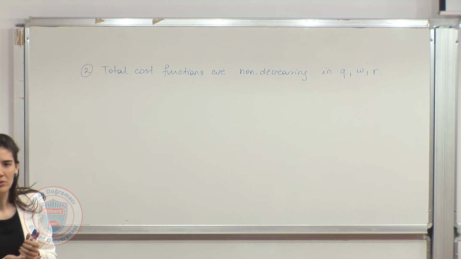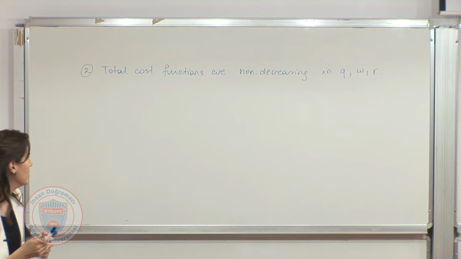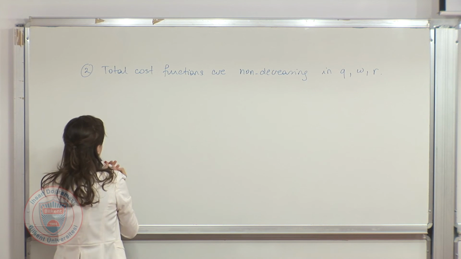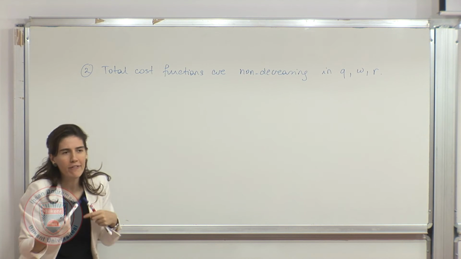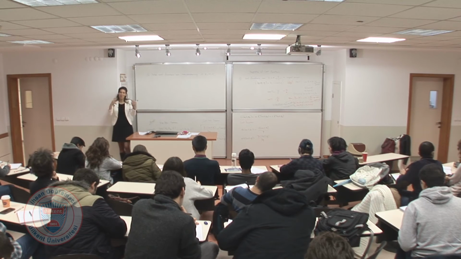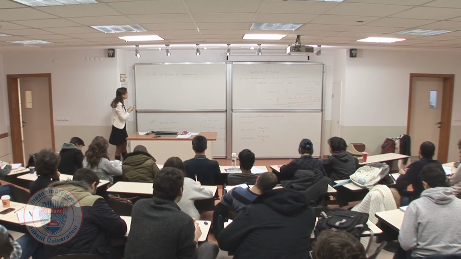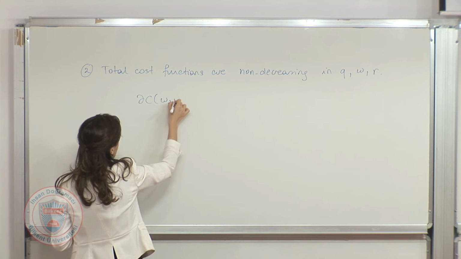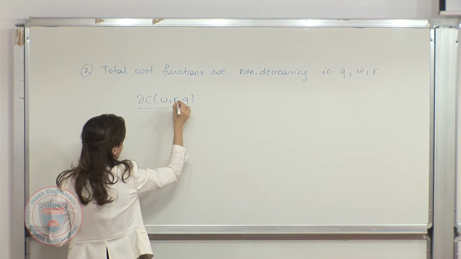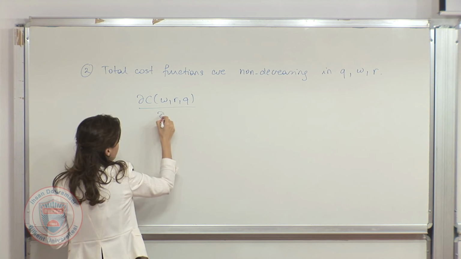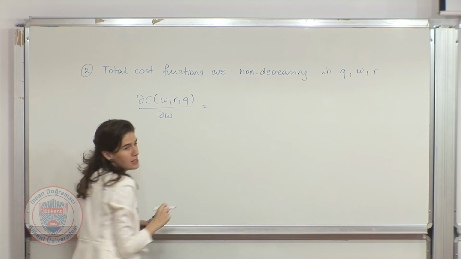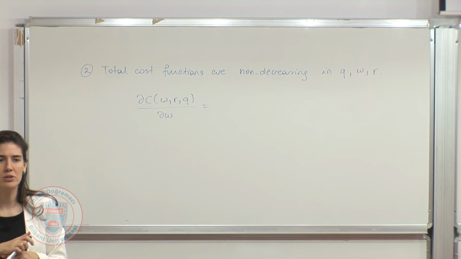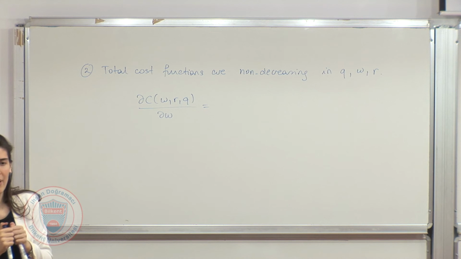If I want to show a function is increasing, decreasing, non-increasing, or constant, you should take the derivative. So you take the derivative of the cost function c(w, r, q). When you take the derivative with respect to wage, what is it?